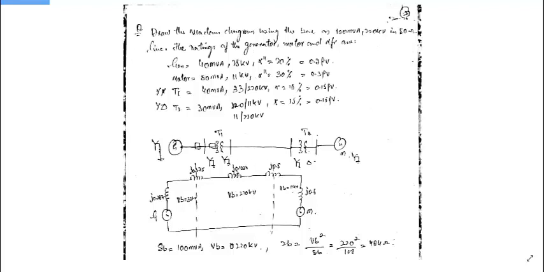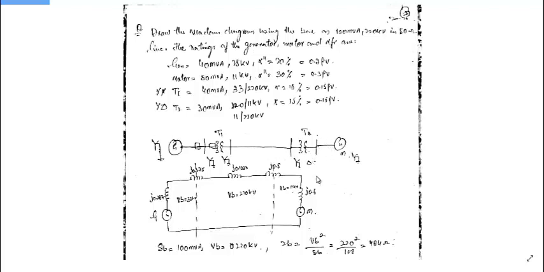For example, its transformer ratio is 220 by 33. That means here the base is 220, and here it will be 33. Here the transformer ratio is 220 by 11. Here the base is 220, and here it will be 11.